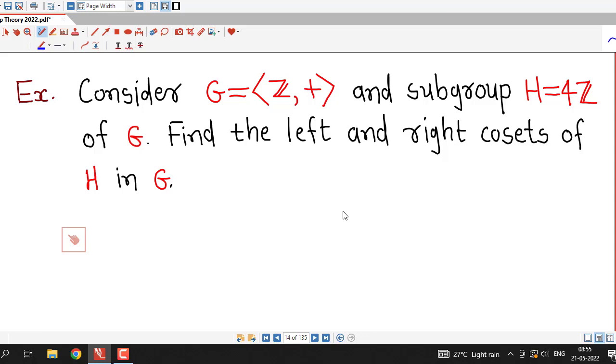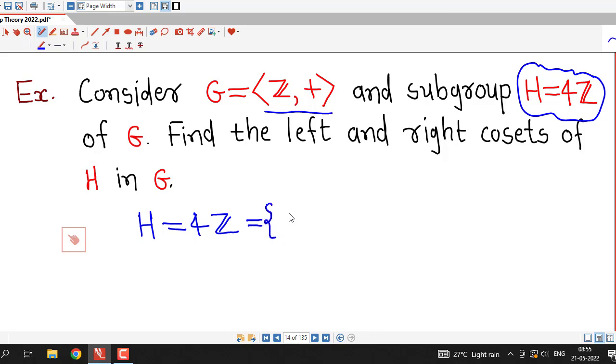So we consider one example. Here we are given the group of integers under standard addition, and the subgroup is the set of multiples of 4, that is 4Z, and we have to find the left and right cosets of H in G. So first we write down H, which is given as 4 times Z. That means we collect all those integers which are multiples of 4. So we can write 4m, where m belongs to Z, or we can list some of the multiples.